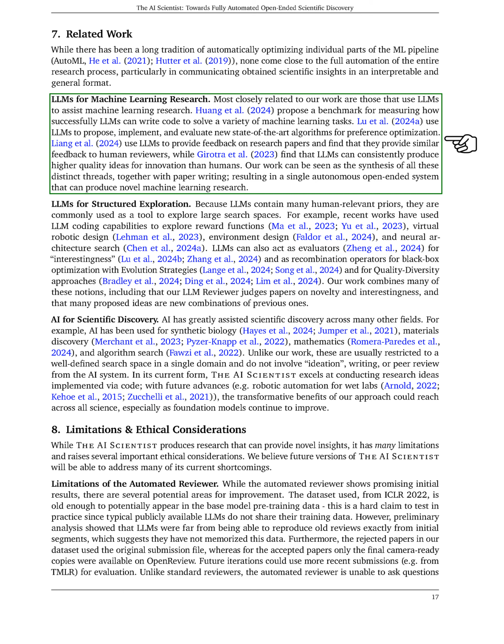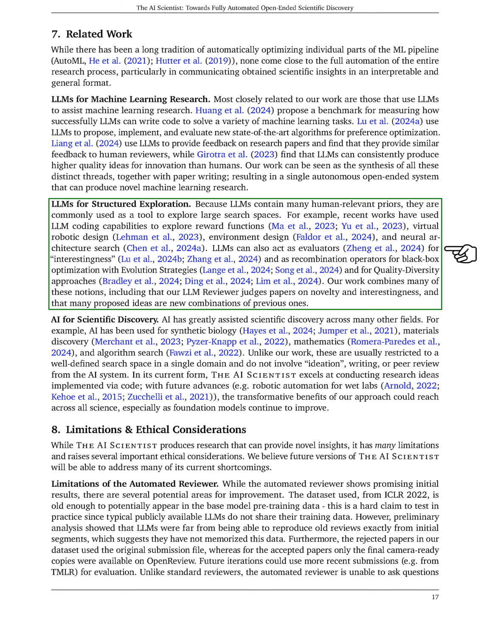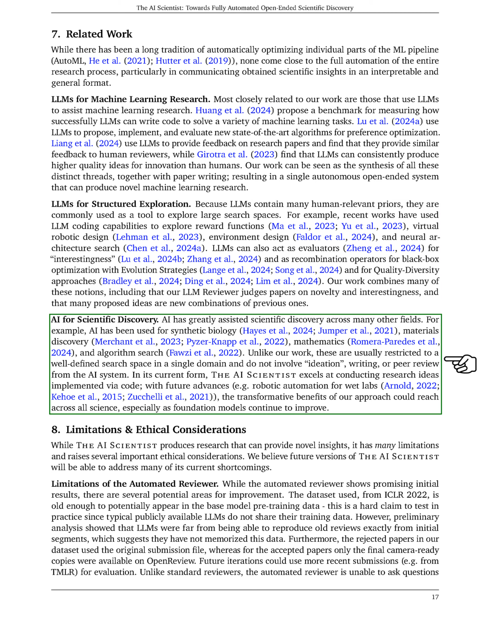We also discuss how LLMs are used for structured exploration in large search spaces, including coding for reward functions and neural architecture search. Our LLM reviewer evaluates papers based on novelty and interestingness, often combining previous ideas in new ways. Finally, we acknowledge that AI has significantly aided scientific discovery in various fields, although most applications are confined to specific domains without involving ideation or peer review. Our current system excels in generating research ideas through code, and with future advancements, we believe it could transform scientific research across disciplines as foundational models continue to evolve.